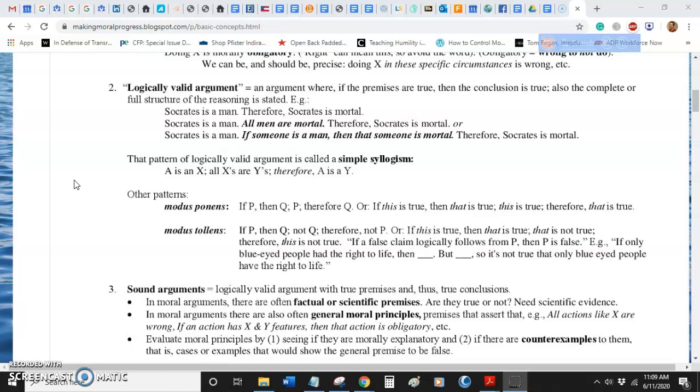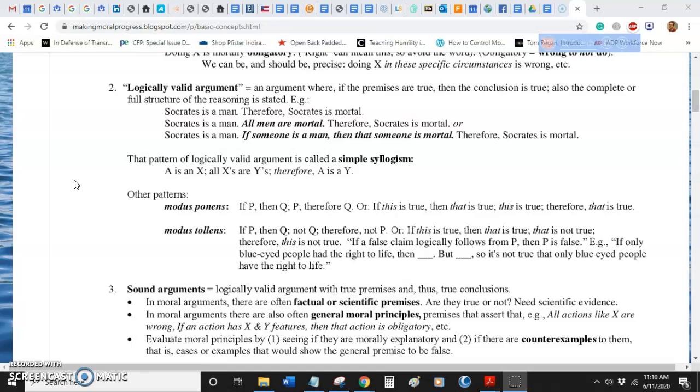Socrates is a man, therefore Socrates is mortal. We have a conclusion, we have a premise, but we don't really have this in valid form. If you add the premise that all men are mortal: Socrates is a man, so therefore Socrates is mortal. Or if someone is a man, then that someone's mortal. Socrates is a man, so he's mortal.